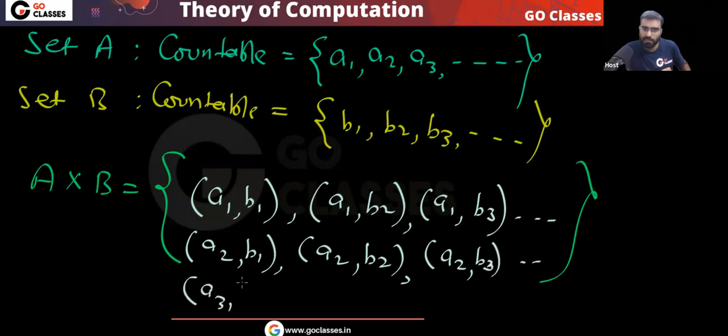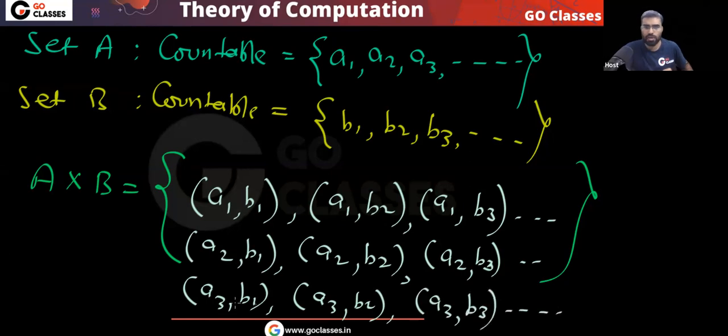Okay, first element coming from A, second element coming from B. So like this. Okay, A3, B3, and so on. So like this, dot, dot, dot, dot. Okay, correct. So this is your Cartesian product.